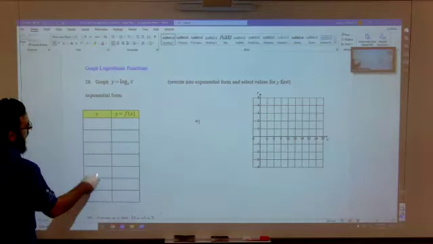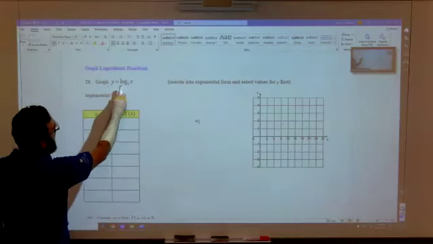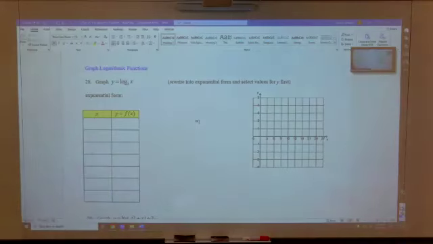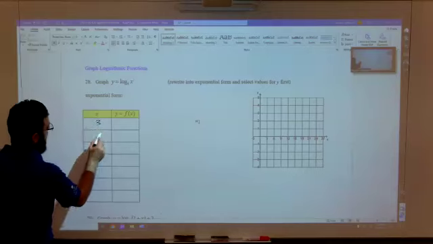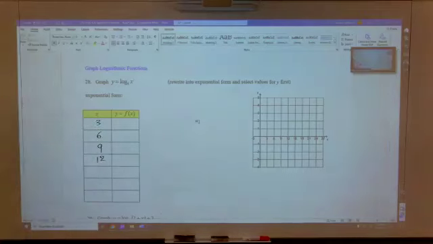We have to choose the value of x, and we're going to get the y. But the function is the graph y equals log to the base 3 of x. How are we going to do that? Choose any value of x. Which x are you going to choose? 3, 6, 9, 12. I think that's enough.